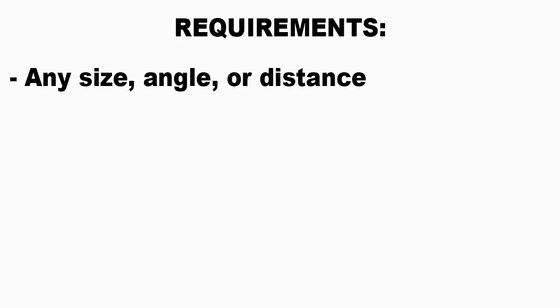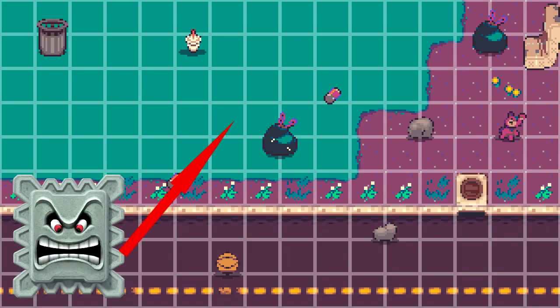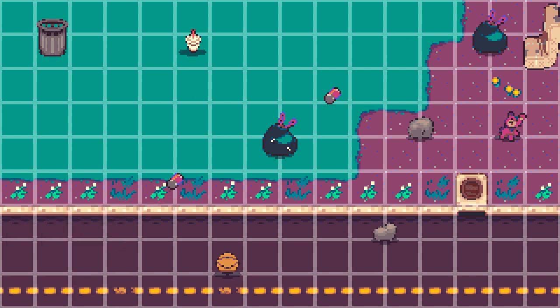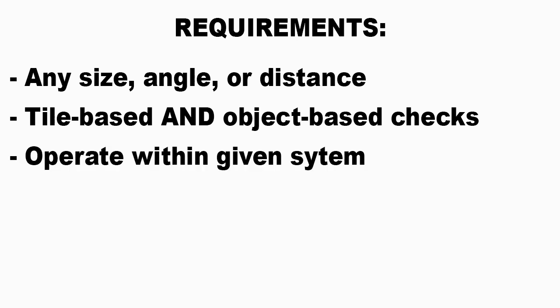So here are the requirements. It needs to check collision for any sized object at any given angle or distance. This could be as simple as Tynk taking a single step or firing one of these guys from one end of the map to the other. It needs to check for both tile-based and object-based collisions. And it needs to operate entirely within this single script, using the information that's already given to it and output a specific set of info, which is a good place to start.